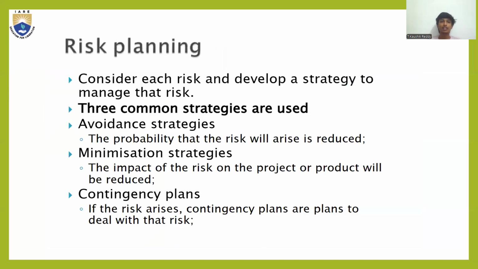Risk planning: consider each risk and develop a strategy to manage that risk. Three common strategies are used: avoidance strategies, minimization strategies, and contingency plans. Avoidance strategies: the probability that the risk will arise is reduced. Minimization strategies: the impact of the risk on the project will be reduced. Contingency plans: if the risk arises, contingency plans are plans to deal with that risk.